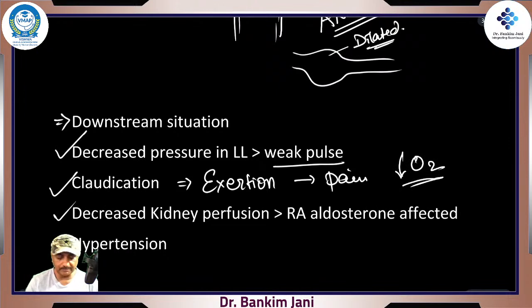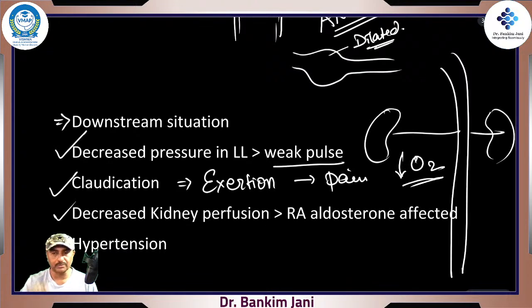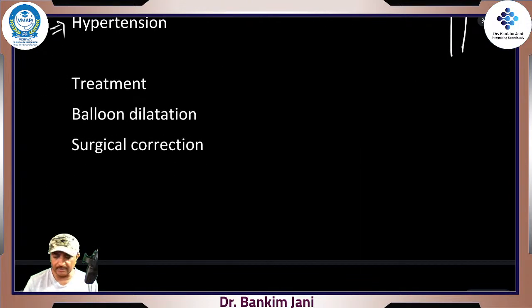Decreased kidney perfusion, because when this descending aorta goes down, it also gives branches to those kidneys. So the renin, angiotensin, aldosterone system is affected, and that will lead to hypertension, because the kidney will say, less blood is coming, so we need to maintain pressure. So it will lead to shrinkage of vessels so that the pressure is properly maintained, and it leads to this hypertension.